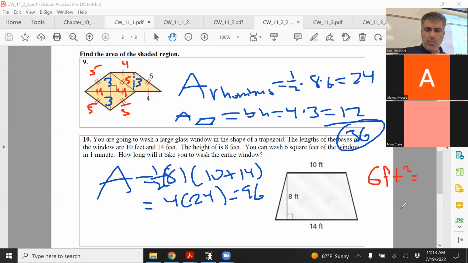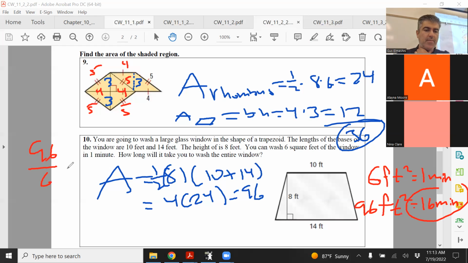Six square feet you could do in 1 minute. So 96 square feet. If you do the math, 96 divided by 6 is 16. So it'll be 16 minutes. That's because 96 divided by 6 is 16. So it takes 16 minutes.